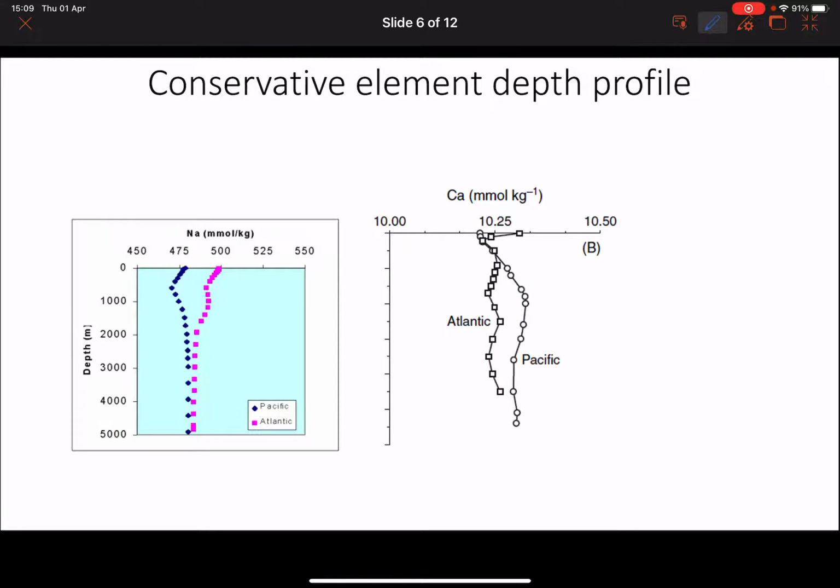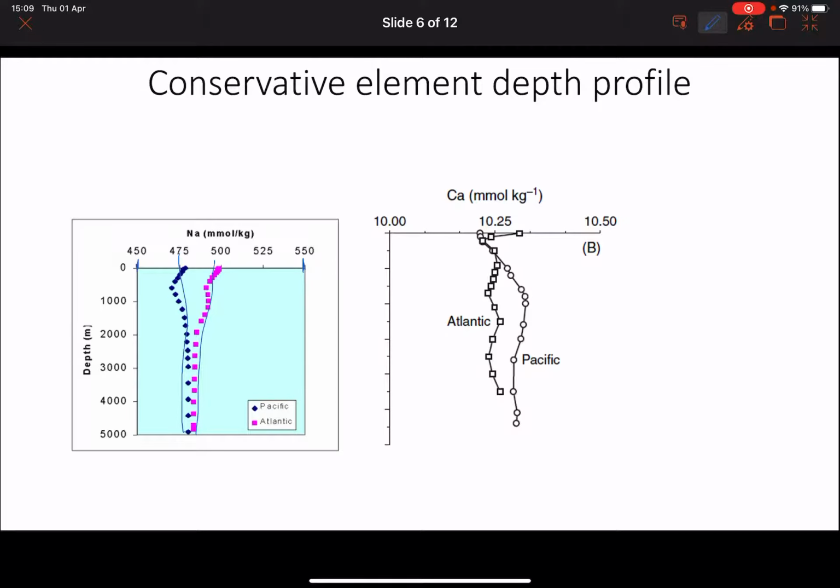And so here is an example of 2 depth profiles of conservative elements. On the left, you can see sodium, and this is the concentration of sodium with depth for the Pacific and the Atlantic. And you can see just by looking at the scale how narrow this range is, right? For the most part, the concentration of sodium is relatively constant. You've got pretty much a straight line here with a minimum deviation.